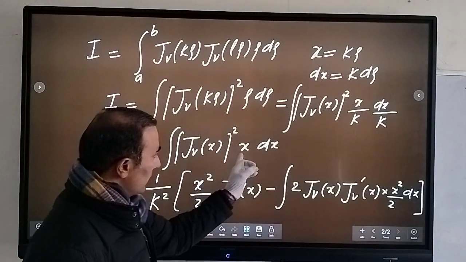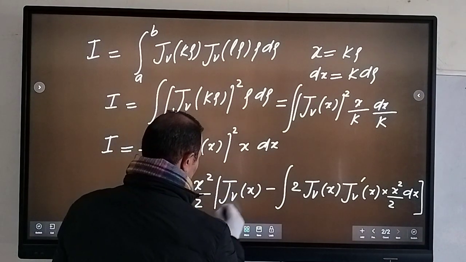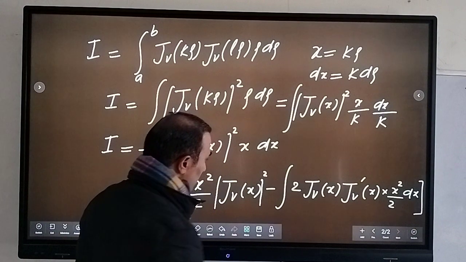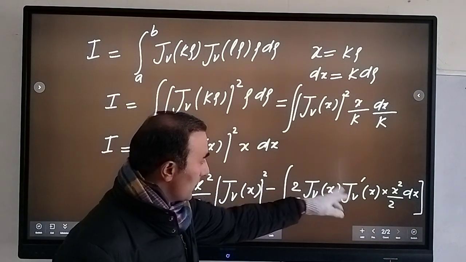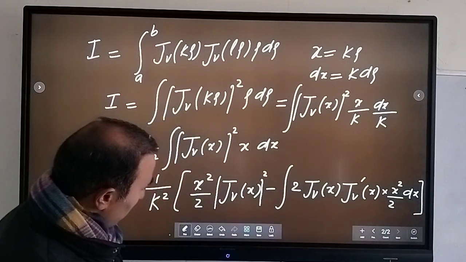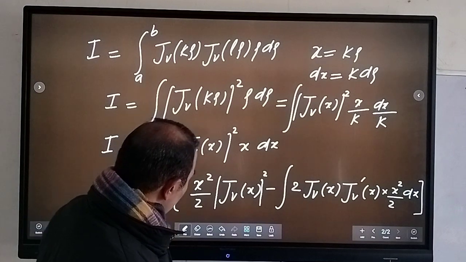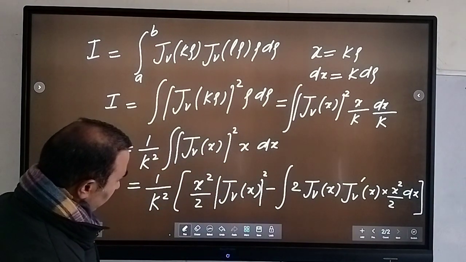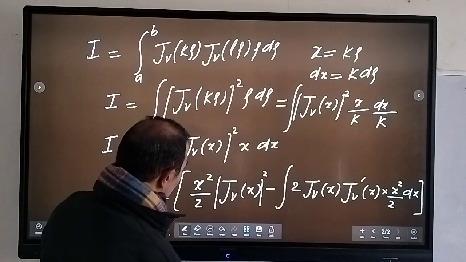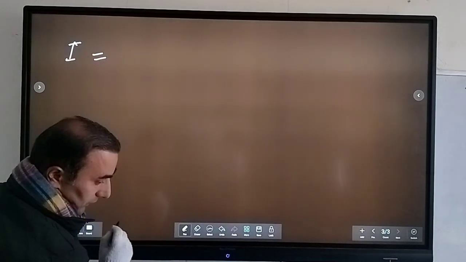So I basically take this as the integral part, so it's x square by 2, and this is as it is, and then you differentiate this part, so that's 2 J_v of x, J_v dash of x, into x square by 2 dx, right? Okay, so let's further evaluate it. So I will be equal to 1 by k square.